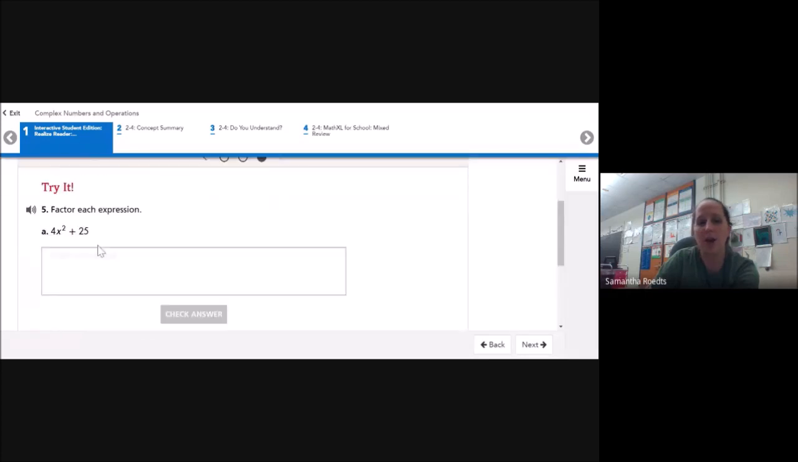All right, so let's go ahead and try it out. Factor each expression, 4x squared plus 25. So 4x squared would really be saying 2x times 2x, and then 25 is 5 times 5. So when I rewrite this, I get 2x plus 5i times 2x minus 5i.